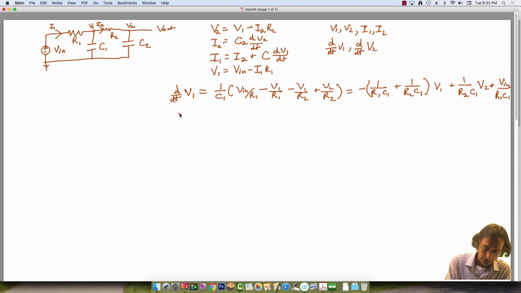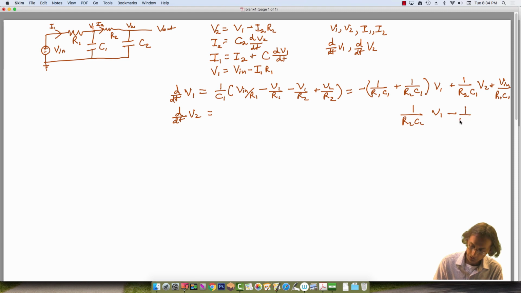Makes sense. Similarly, and I won't go through the derivation this time, we can do it for V2, and this is in fact a much simpler one. So again, just writing it next to this one, we have V1 times 1 over R2 C2. Remember, this derivative is coming from this equation, so it's going to be 1 over C2 in front of everything, minus 1 over R2 C2 V2. Now, notice there's no connection to V in here. So we have this system of differential equations.